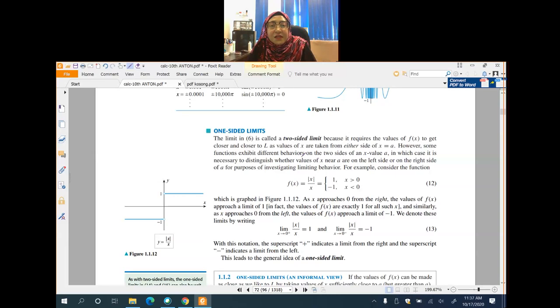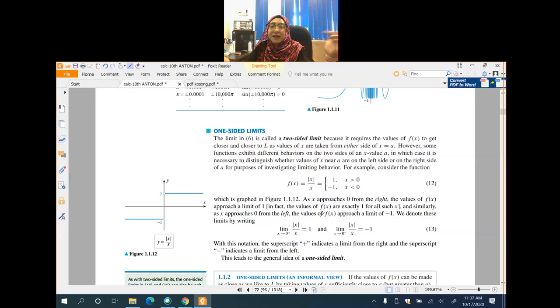Then we go to the one-sided limit. One-sided limit was already mentioned before. If you have x tends to 0 with superscript positive, it means that it will be from the right. If you have x tends to 0 with superscript negative, it will be the limit approaching 0 from the left. So plus is for the right, negative is for the left.